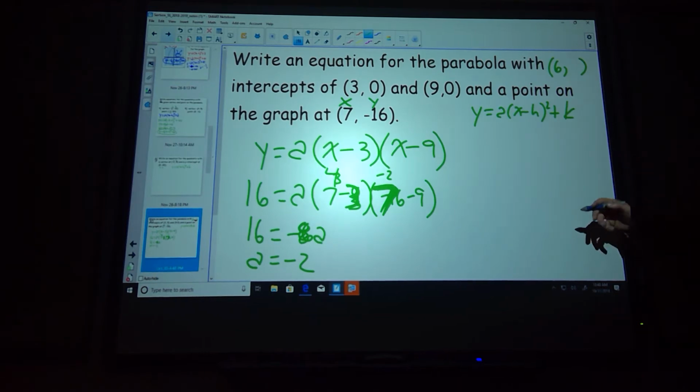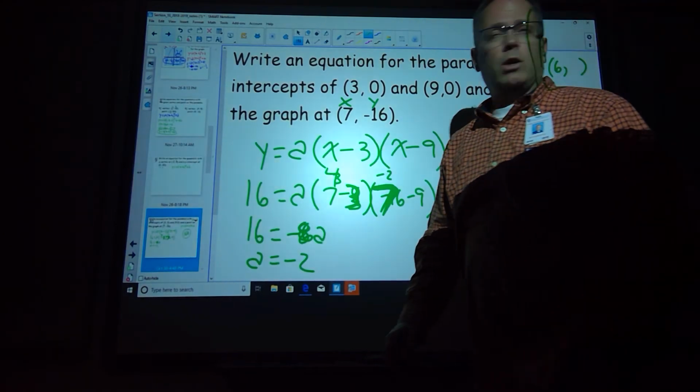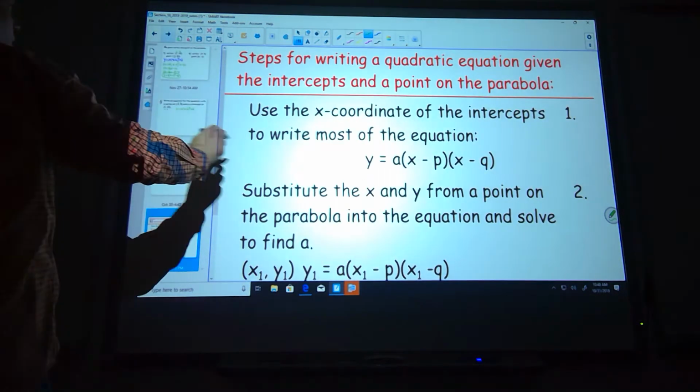But you know what? I'm going to hold off on this, and I'm going to show you another method that's going to make this work here in a second. Okay? Good. All right.